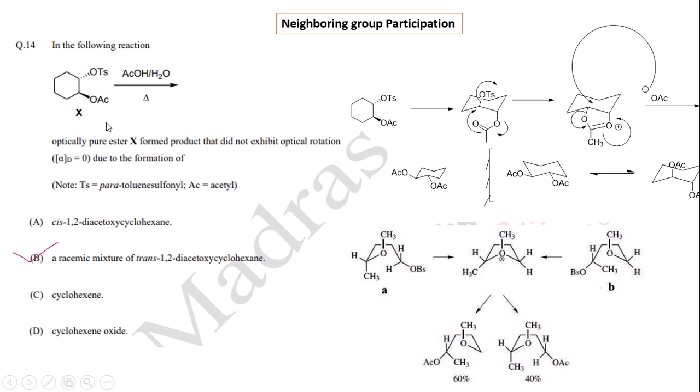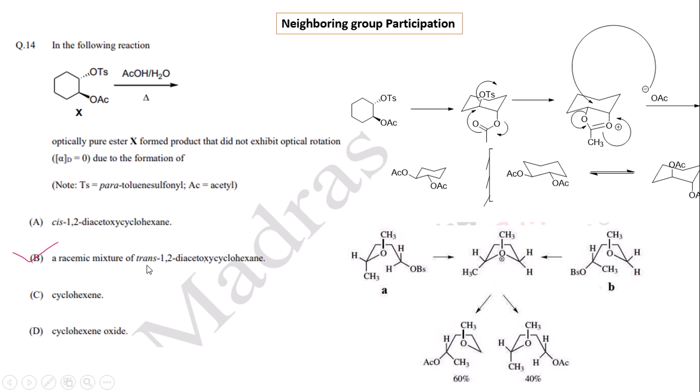This is the problem from the neighboring group participation reaction. In the neighboring group participation, the two eliminating groups must be present in an anti-periplanar orientation. Here, it is converted to the chair conformation, and the acetoxy group is added to the opposite side of the leaving group and produces the desired product. And we see that a 1:1 enantiomer mixture of the diacetate derivative has been formed, so option B is the correct one.